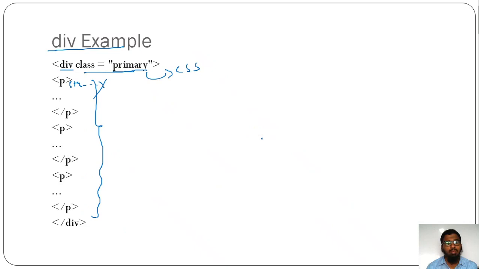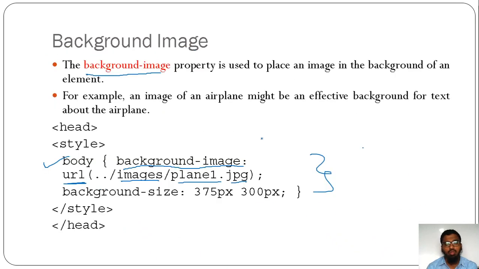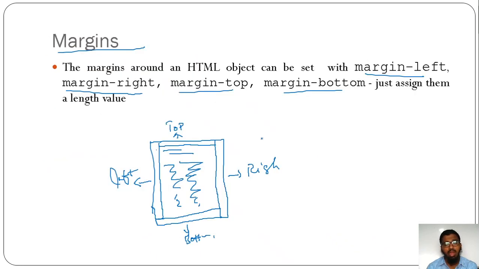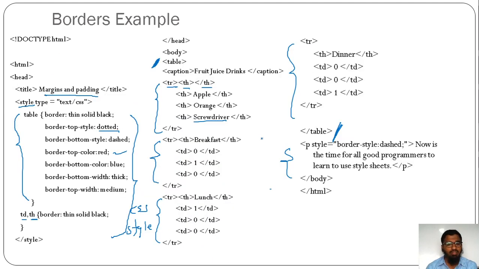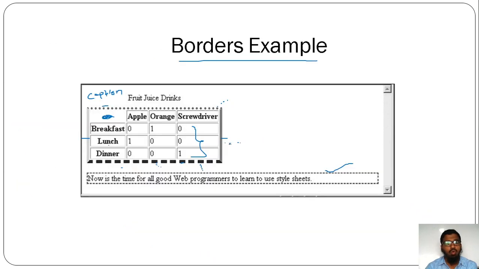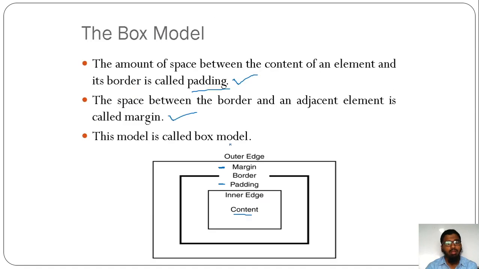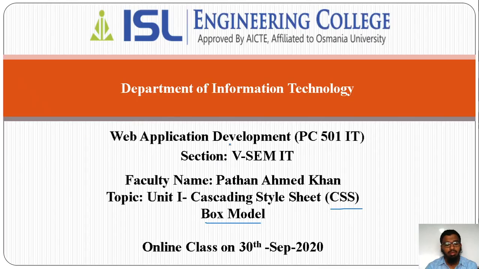So here we saw positioning, we saw the div, we saw the span, we saw how to add a background image, and we saw the margin, the padding, and the code. In the next class we are going to see the practical session of all those things that we have learned about CSS. Okay, so till then, thank you and bye.